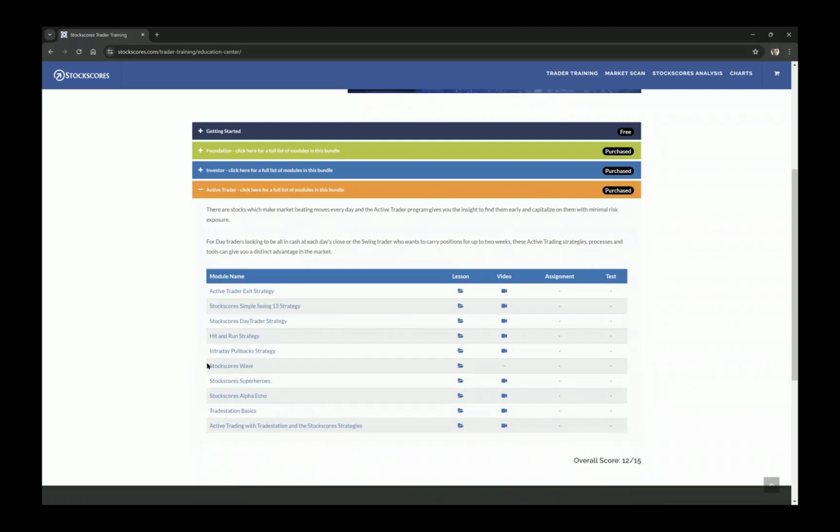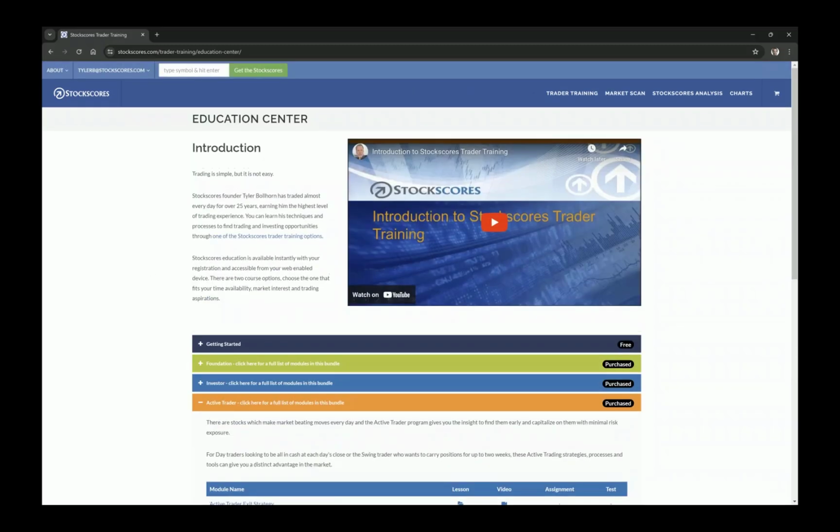For those who want to be active traders, there's an active trader section. So not only are there strategies like the Alpha Echo, the hit and run strategy, we'll have a new one up soon called Early Riser because it's a new strategy I've just developed over the last couple of months, working really well. And then we have some swing trading strategies, so there's that one there. And we have a video on how to use TradeStation basics, and actually 2 videos on how to use TradeStation. All right, so that's a little tour of the Education Center.